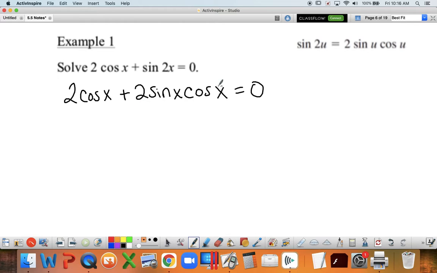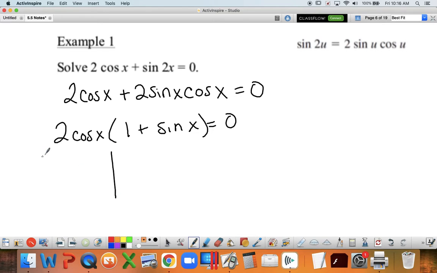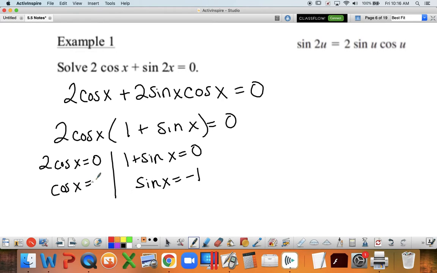Now I'm going to take out my GCF between these two, which is 2 cosine x, so I wind up with 1 plus sine x. I then set each of my factors equal to 0. So I get the sine of x is equal to -1, and the cosine of x is equal to 0. Even though we've had both cosine and sine, since we didn't have any squares, I was still able to solve it just by factoring.